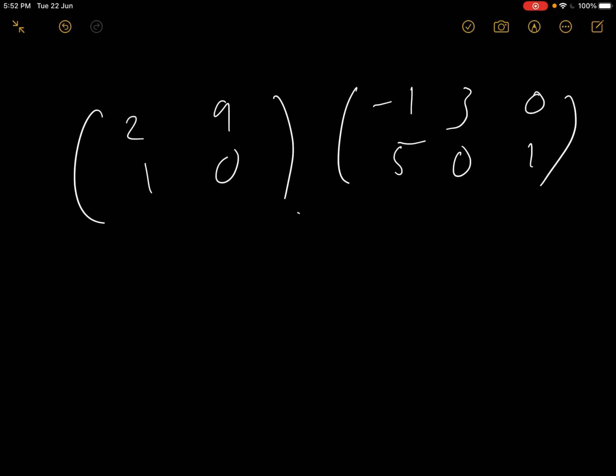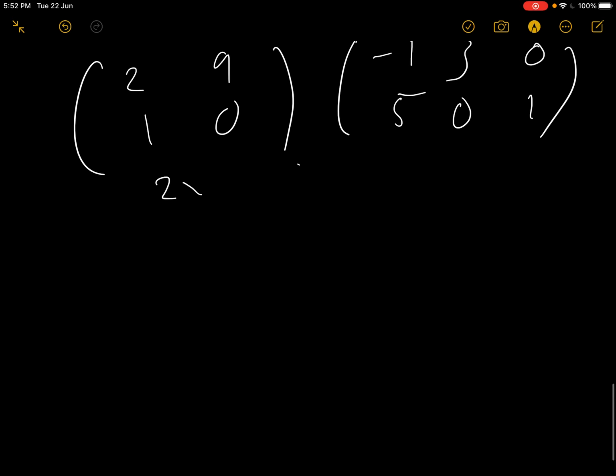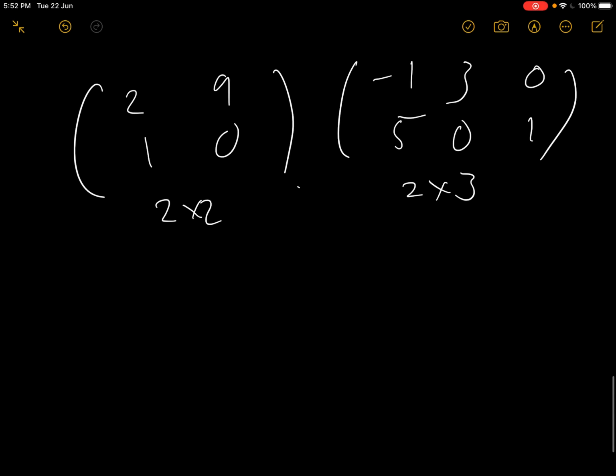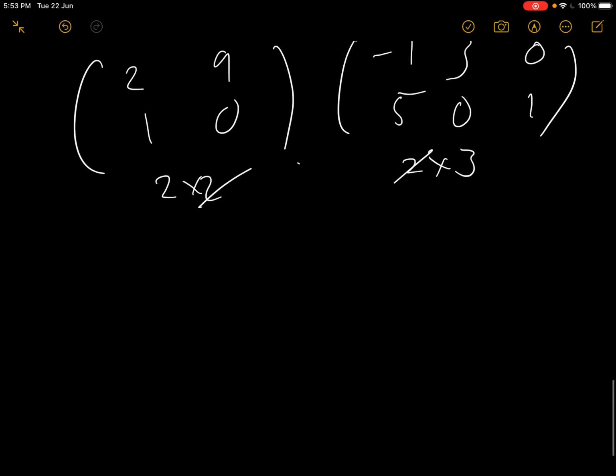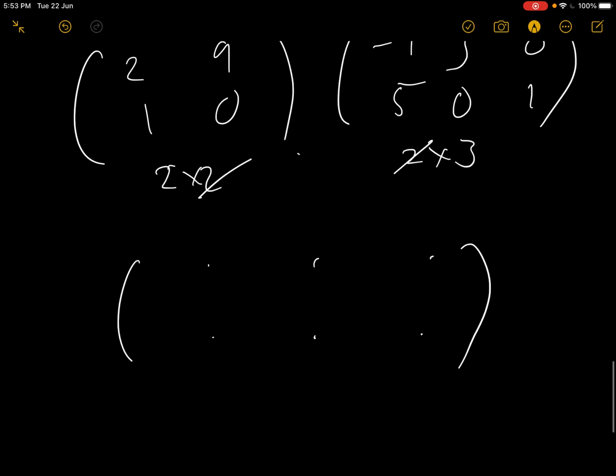First of all, we want to find out if a product actually exists. So this is a 2 by 2, and then this is a 2 by 3. So 2 rows, 2 columns, 2 rows, 3 columns. We have the same number for these two, so a product exists. So that's the main part. The second part is, what will your final matrix be? So 2 and 3. So your final matrix will be a 2 by 3. So you need to find 6 numbers.